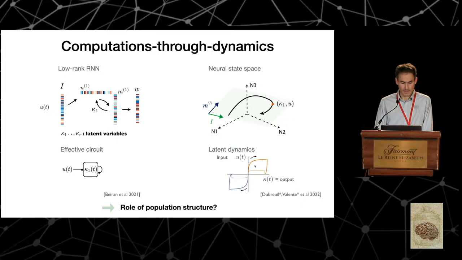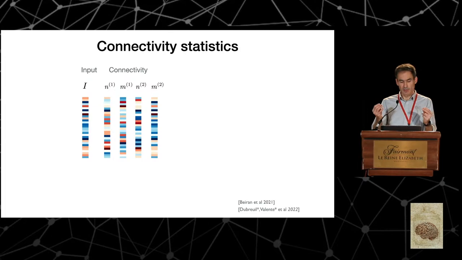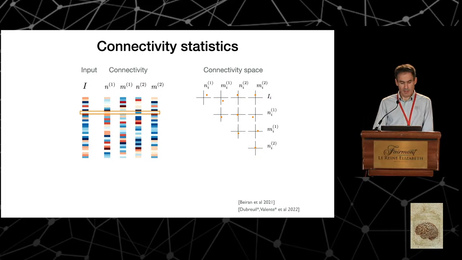Now, the key point is that the dynamics in this effective circuit is determined by the relationship between the vectors, in particular, the relationship between the entries in the different vectors. And to visualize this relationship, it is useful to take a complementary point of view. Instead of looking at the columns, look at the rows of this matrix. Every row in this matrix is a neuron, and every neuron has a component over each of the vectors. And so we can represent every neuron as a point in a new type of space, which we call the connectivity space.